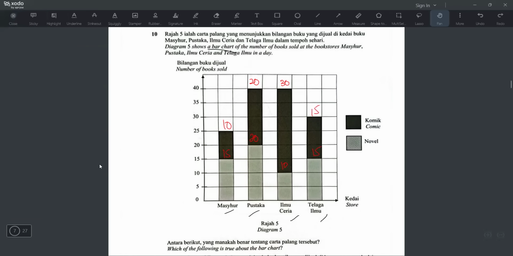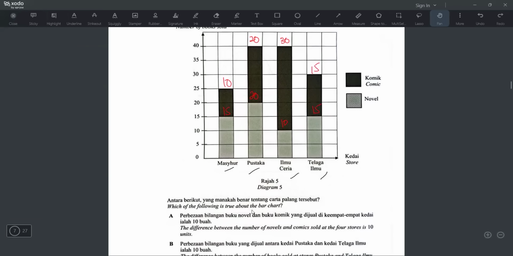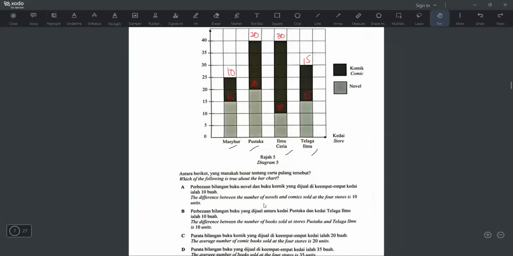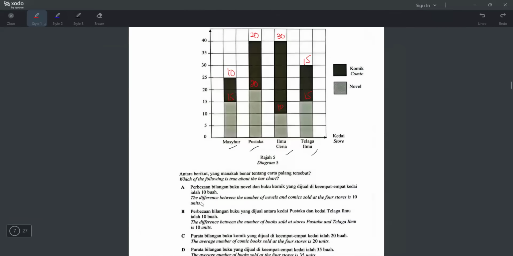All right, let's see what they want. Which of the following is true about the bar chart? Let's go through one by one, A, B, C, D, and see which one is true. First one says the difference between number of novel and comics sold by the 4 stores is 10 units. How to find the difference between novel and comic for 4 stores? For the novel, just take 15 plus 20 plus 10 plus 15. 15 plus 15, 30, 50, 60. 60 is the novel.